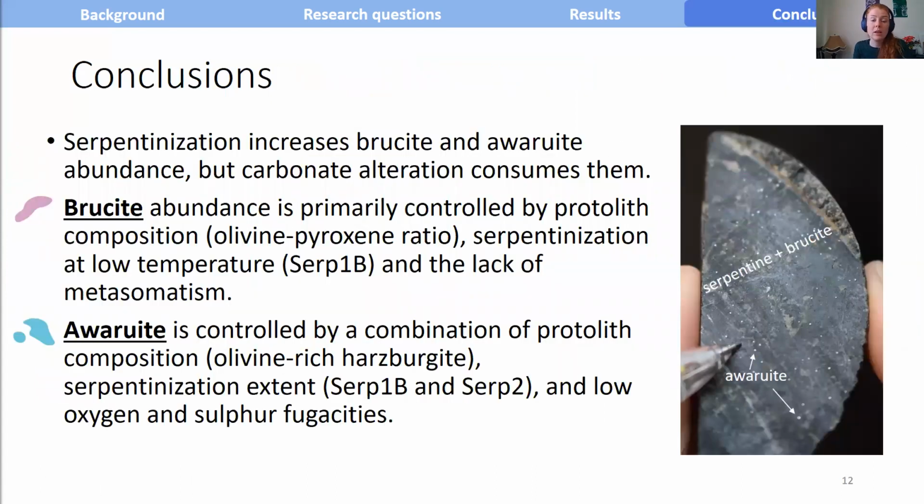So in conclusion, serpentinization increases brucite and awaruite abundance, but carbonate alteration consumes them. The brucite abundance is primarily controlled by protolith composition, olivine-pyroxene ratio, serpentinization at low temperature in SERP1b, and the lack of metasomatism. Awaruite is controlled by a combination of protolith composition, olivine-rich harzburgite, serpentinization extent in SERP1b and SERP2, and low oxygen and sulfur fugacities. Here you can see an image of a hand sample where we have the disseminated awaruite grains and serpentine and brucite in the matrix.